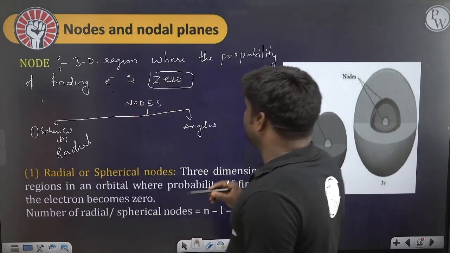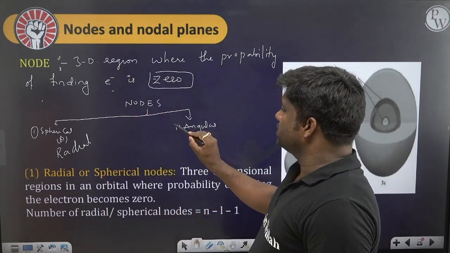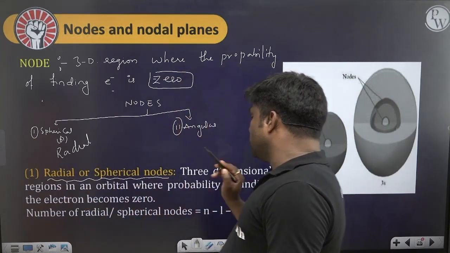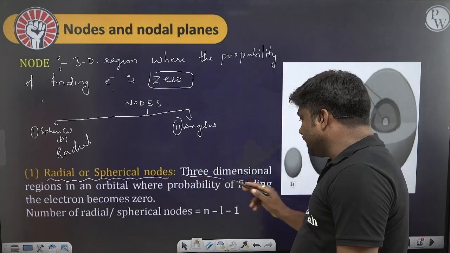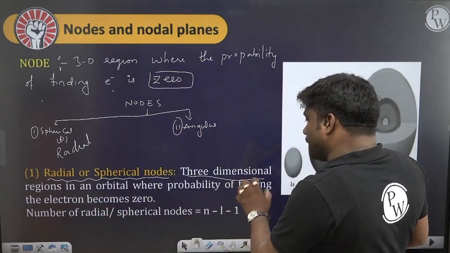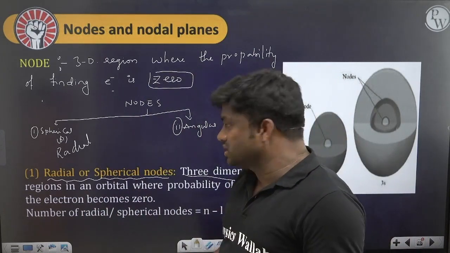The other one is angular node. What do you mean by the radial node or spherical node? It is also a three-dimensional space or region in an orbital where the probability of finding the electron is zero.